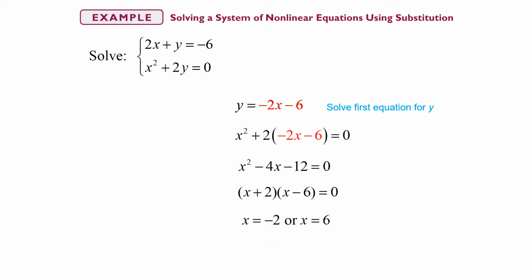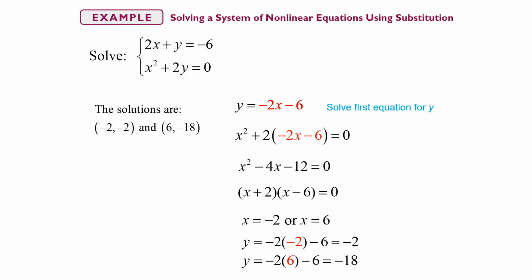Then substitute this in the simplified equation of y above. To get y, for the first it will be negative 2, and for the second it will be negative 18. So our ordered pairs will be (negative 2, negative 2) and (6, negative 18).